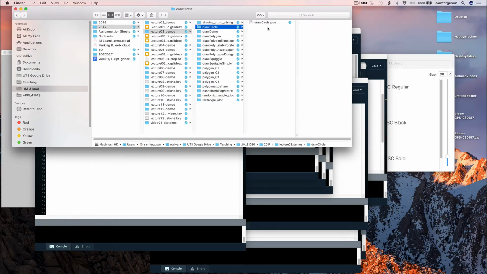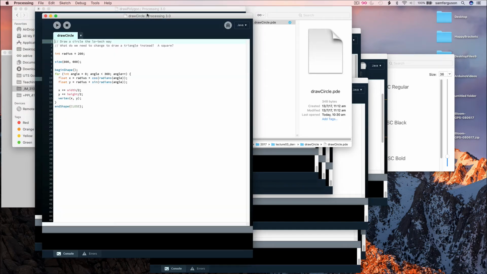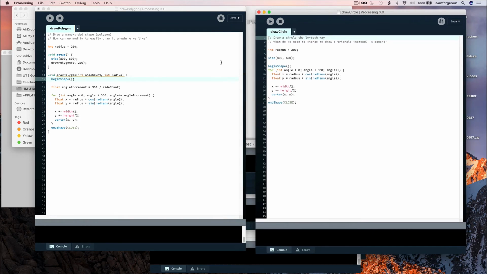Well, if we look at the circle, it's just in this for loop here, isn't it? In the for loop it says angle equals 0 up to angle is less than 360, so that's go all the way up to 360. Angle plus plus by ones.